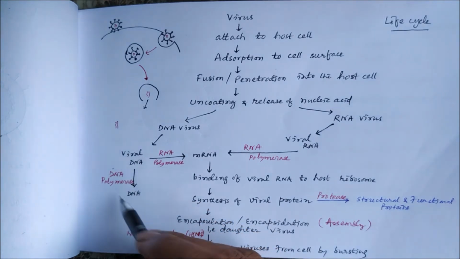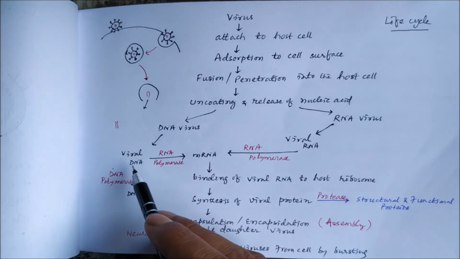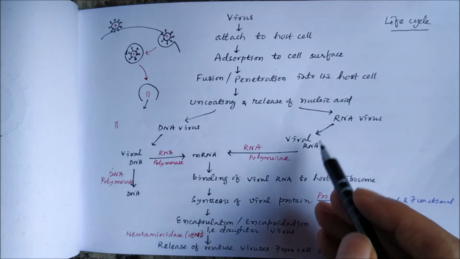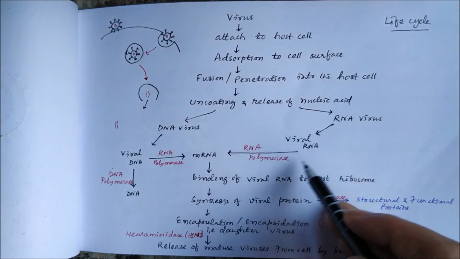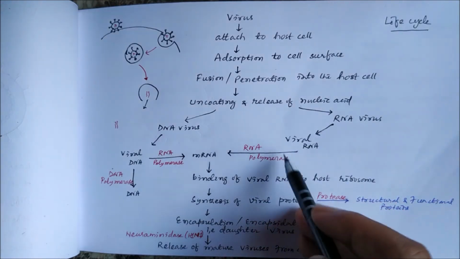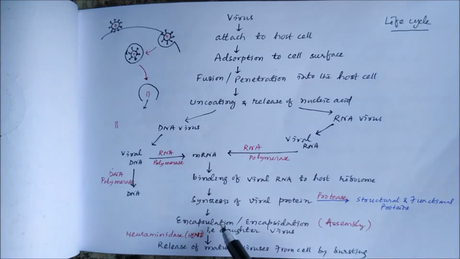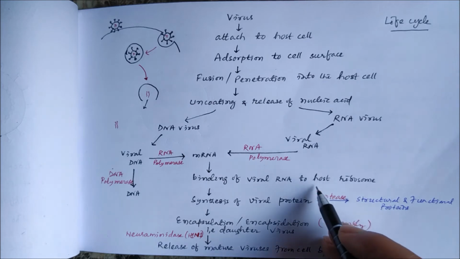More DNA will be formed by the action of DNA polymerase. DNA to messenger RNA will be synthesized by RNA polymerase. Similarly, an RNA virus will provide viral RNA. By the action of RNA polymerase, more RNA will be formed. So this messenger RNA then binds to the host cell ribosome.